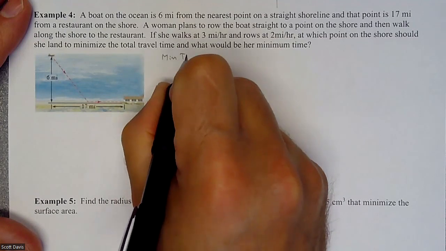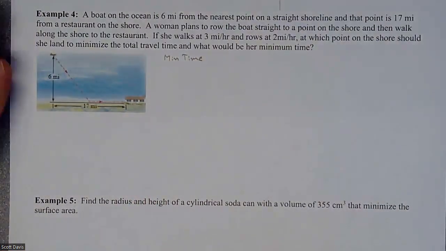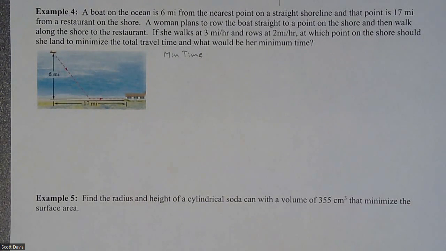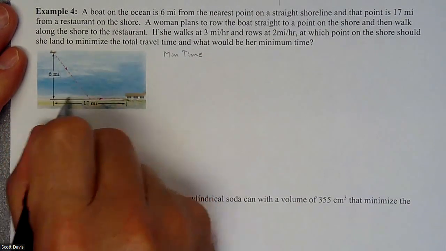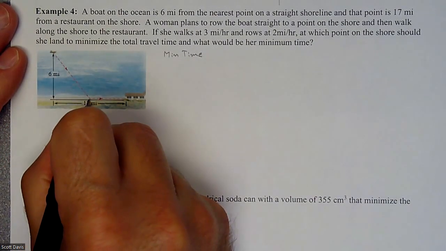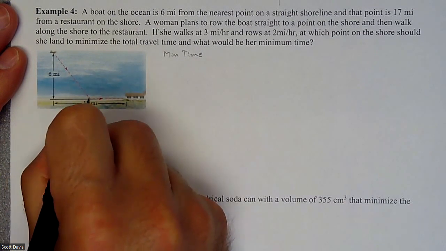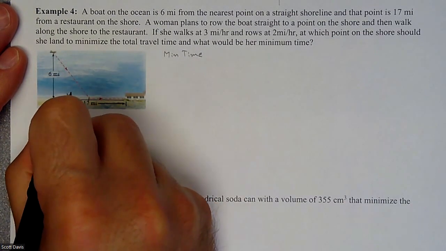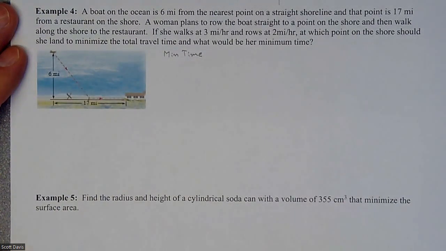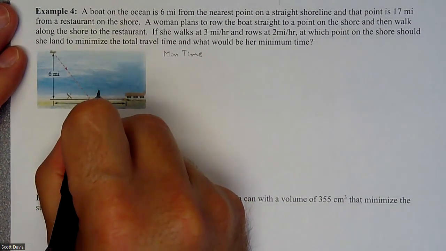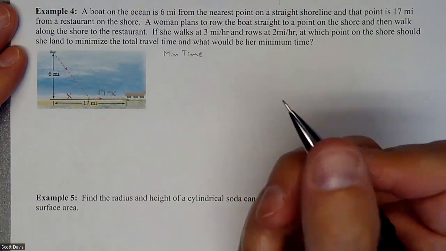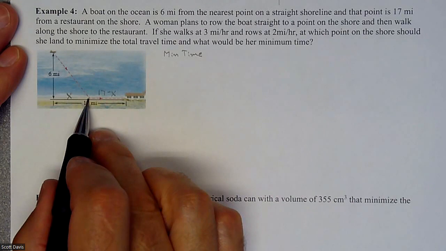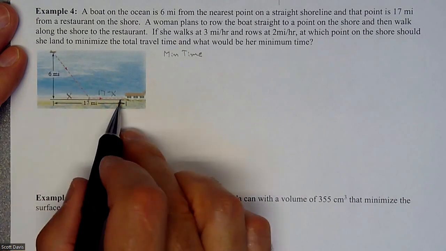Minimize time. All right, so that means we need some sort of a time equation. So we've got to figure out how to make this happen. What we're looking for is she's going to be shooting for some distance down the shore, right? That's the distance down the shore, x, we don't know. That's our goal. And then she'll walk the rest, which is 17 minus x. So she's shooting for some point down the shore, and then she'll walk the rest.